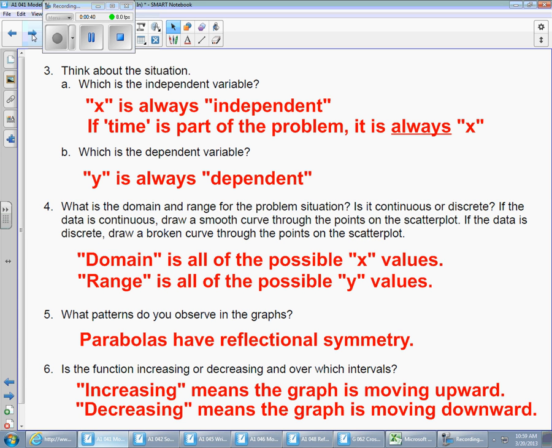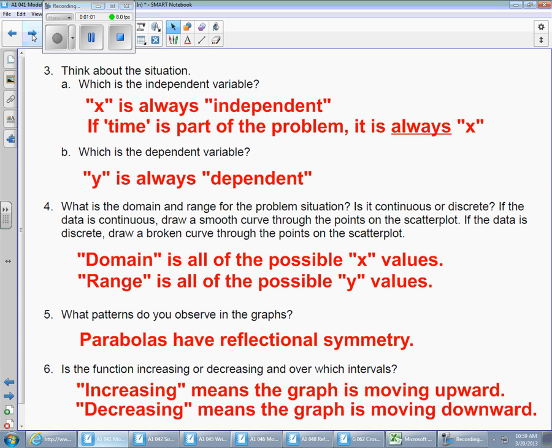Domain and range, of course, domain means all of the possible x values of a problem. Range means all of the possible y values for a problem. That doesn't mean that the domain and the range are always going to follow the entire parabola, because we have different situations, different problems where the domain or the range may be interrupted or blocked by what the problem's trying to do.